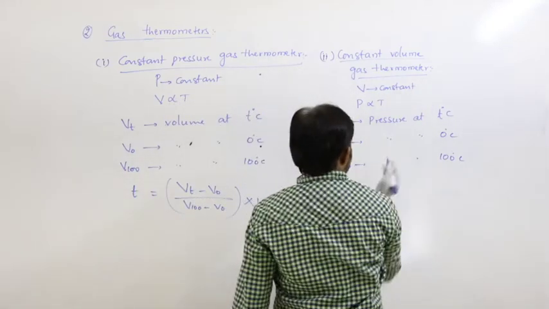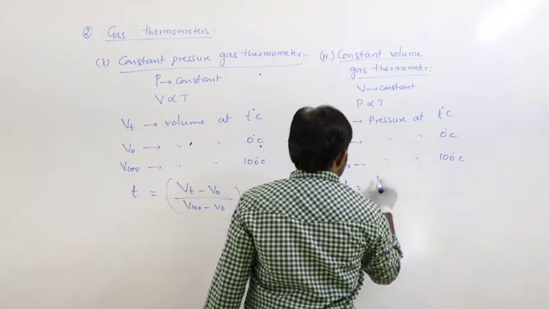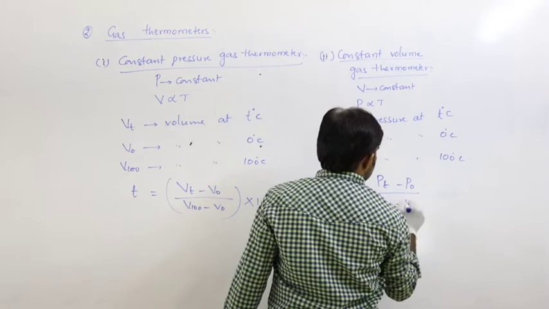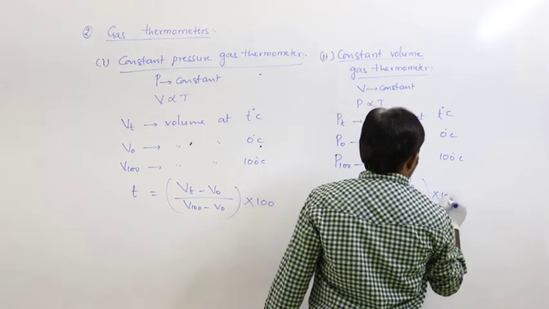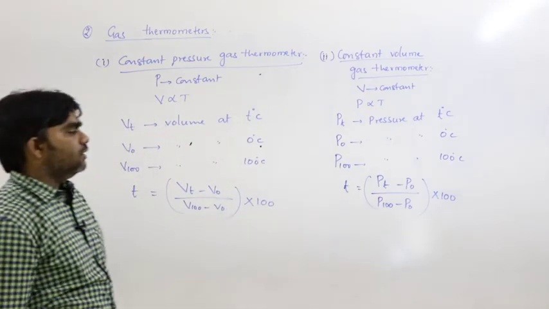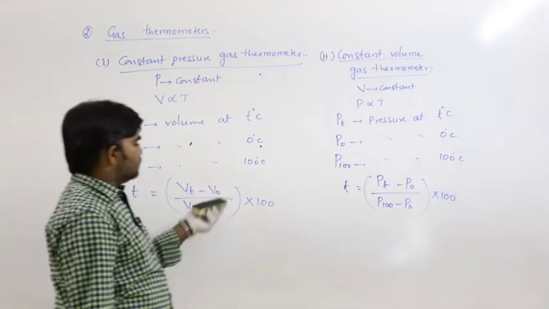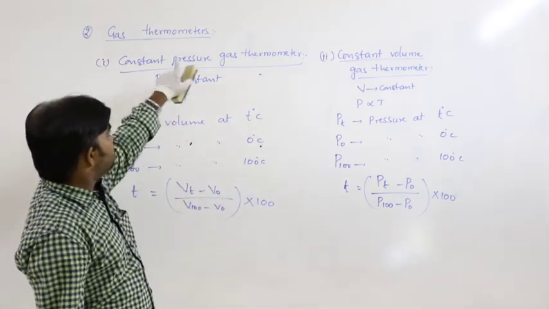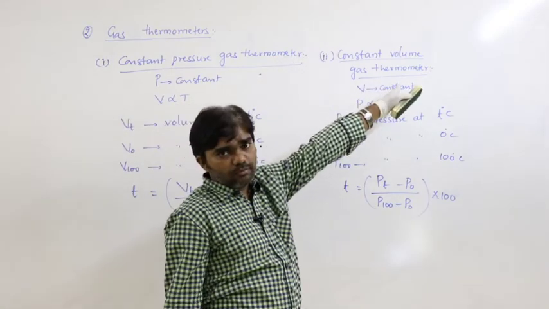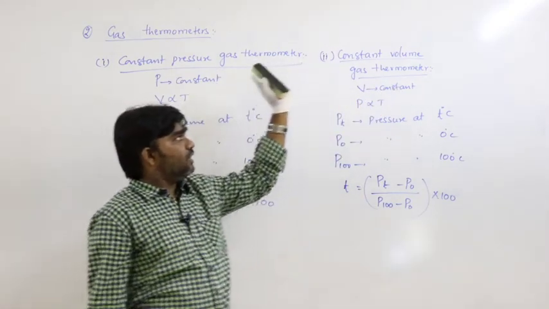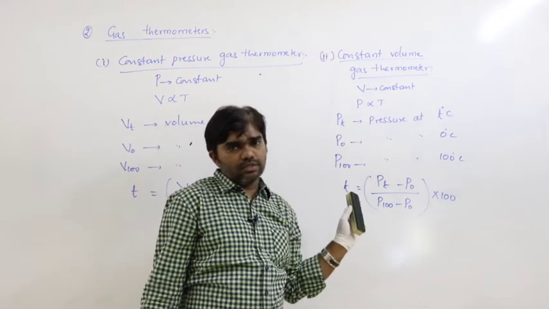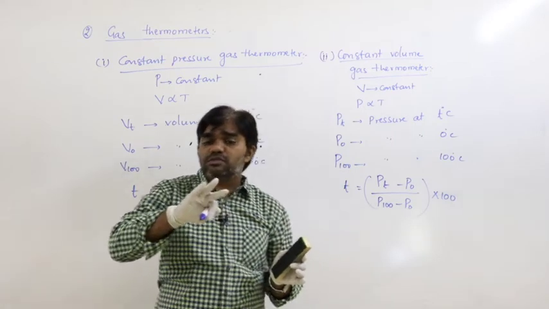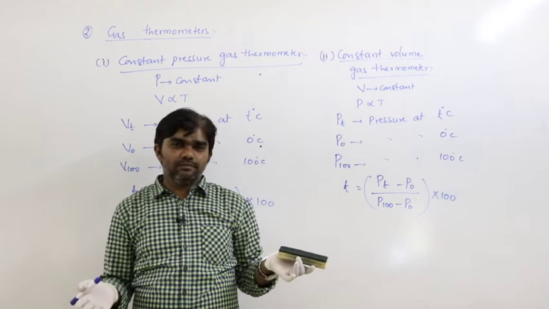Now from this, T can be written as Pt minus P0 by P100 minus P0 into 100. This is the way to calculate with gas thermometers. Gas thermometers are of two types: constant pressure gas thermometer and constant volume gas thermometer. Because pressure, volume, temperature variation, three variables at a time is not possible.